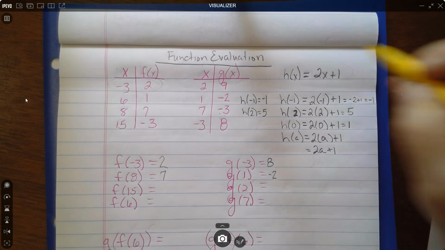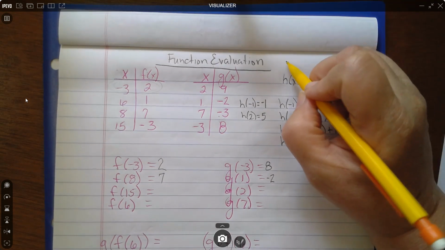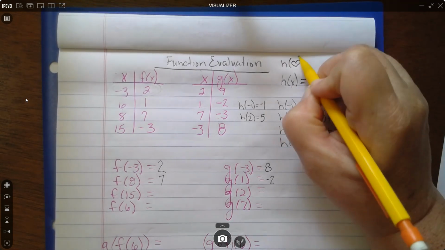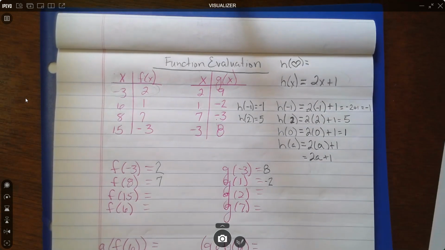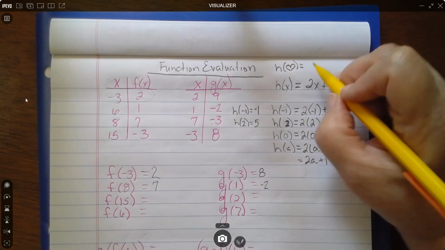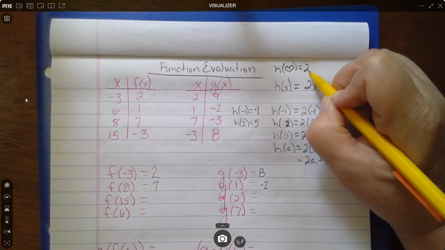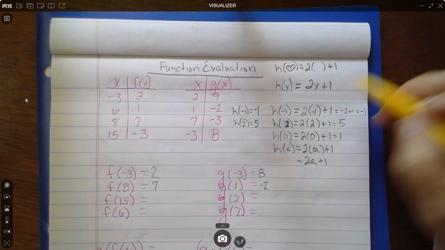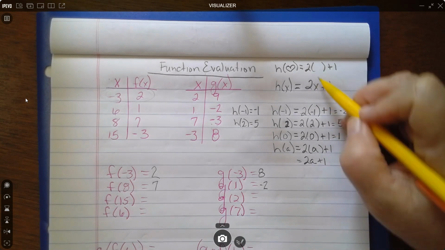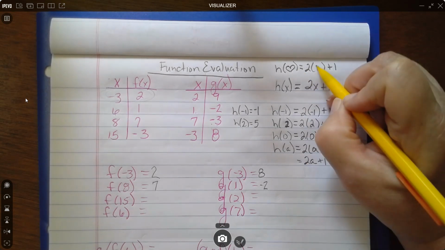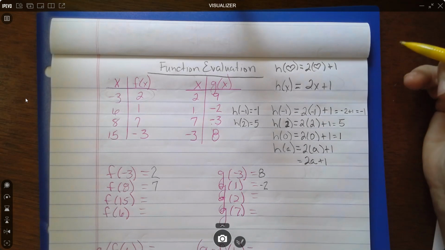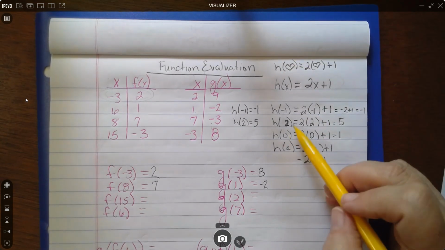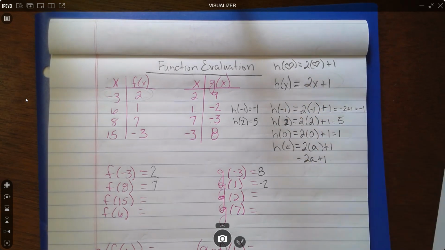It doesn't matter. I could evaluate h of heart. Now, h of heart doesn't necessarily have a mathematical meaning, but I do know that it means to just rewrite the equation, take the x out. Everywhere the x was, we're going to put a heart. Okay? That's all it means when I'm evaluating a function using an equation.